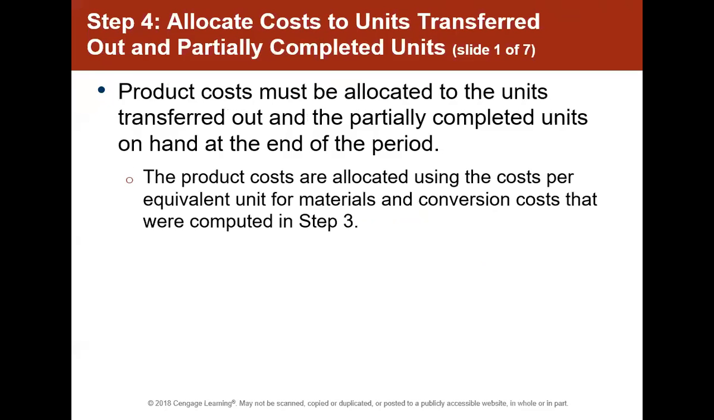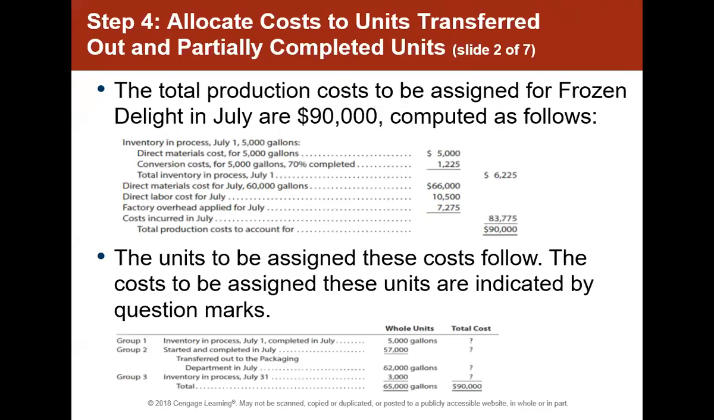Step 4 in our process is allocating costs. They give us our total production costs to account for. This is July, and we had $90,000 in total production costs. Beginning inventory, total inventory in process, was $6,225. Then materials, labor, and overhead, so total costs in July were $83,775. Total production costs are $90,000, which is all the production costs in the month of July.